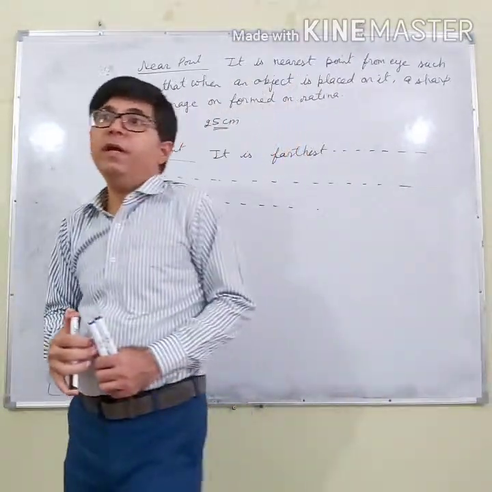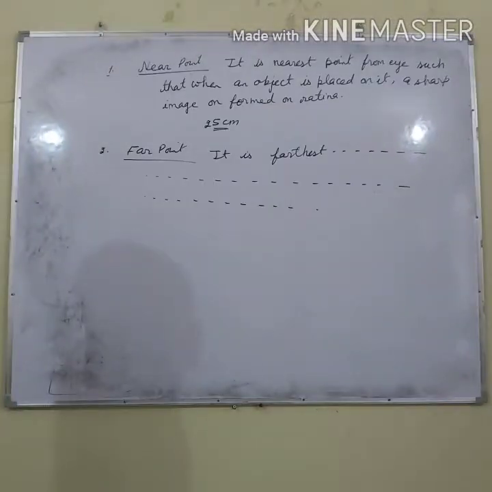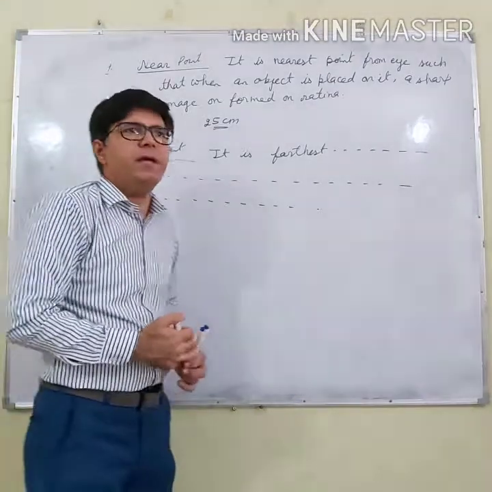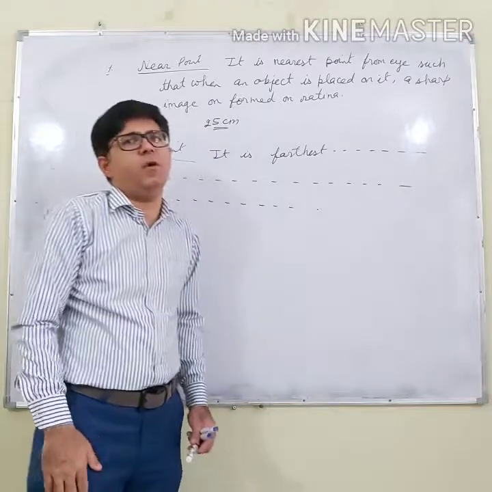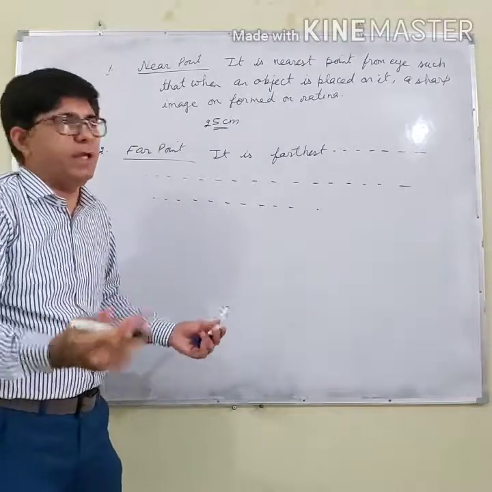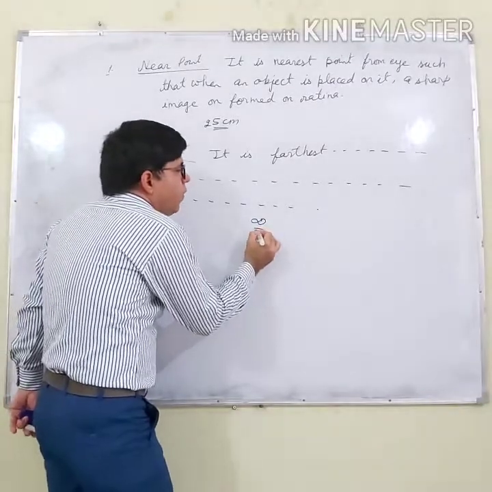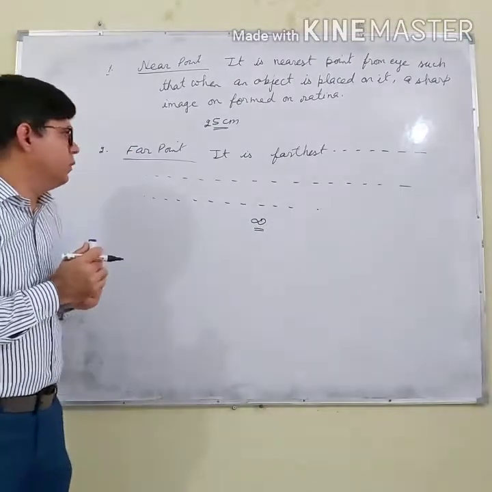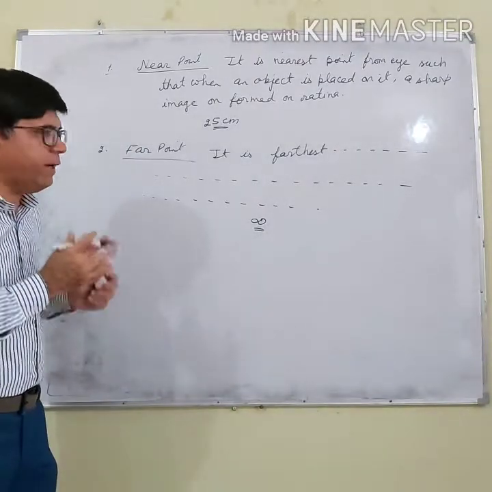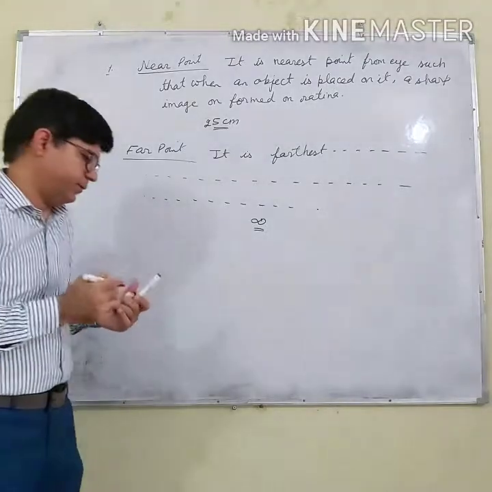Now, what is the distance of the farthest point from our eye for human eyes? Look, we can see very far away stars. Even if a star is at a very large distance from us, we can still see it. So the far point for a normal human eye is infinity.